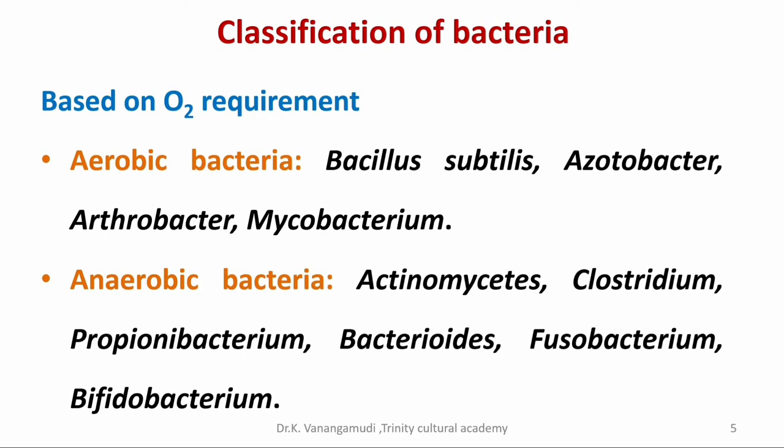First one is based on oxygen requirement. The aerobic bacteria need oxygen for cellular respiration, for metabolism, and they are Bacillus subtilis, Azotobacter, Arthrobacter and Mycobacterium. The second one is anaerobic bacteria, which do not require oxygen for metabolism. The best examples are Actinomycetes, Clostridium, Propionibacterium, Bacteroides, Fusobacterium and Bifidobacterium.